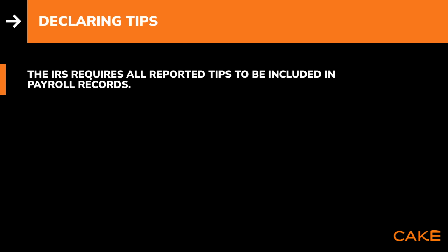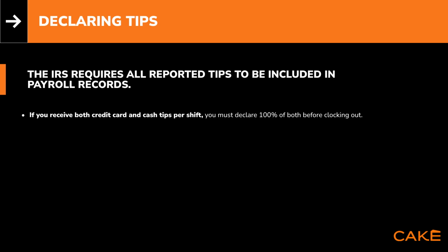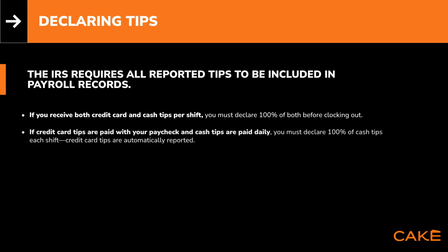Declaring tips is a legal requirement, and the IRS mandates accurate reporting. Here's what you need to know. If you receive both credit card and cash tips per shift, you must declare 100% of both before clocking out. If credit card tips are paid with your paycheck and cash tips are paid daily, you must declare 100% of cash tips each shift. Credit card tips are automatically reported. Proper tip declaration keeps things accurate, transparent, and IRS compliant.